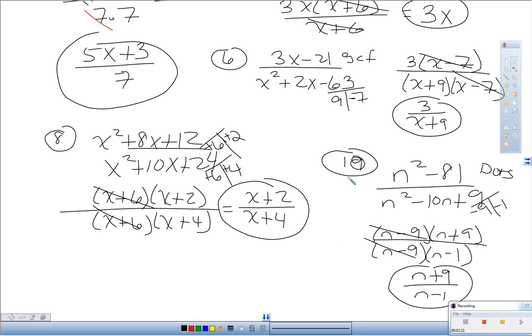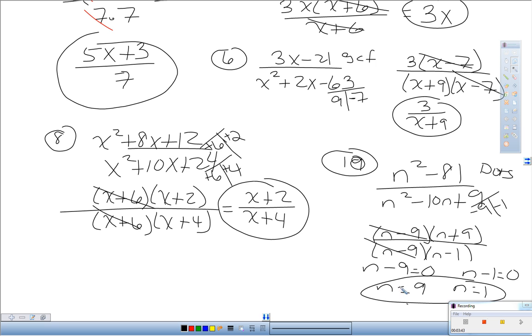All right, for number 10, it wanted me to actually state the excluded values. So what I'm going to do is take the denominator and set the denominator equal to 0. So that gives me n minus 9 is equal to 0, and n minus 1 is equal to 0. So that gives me 9 and 1 as my answer for number 10. So the directions for number 10 and 12 are different. Number 10 said state the excluded value. So for number 12, the way you find the excluded value is you take the denominator and set it equal to 0. If you look at number 12, the denominator is x squared plus 8x minus 9.